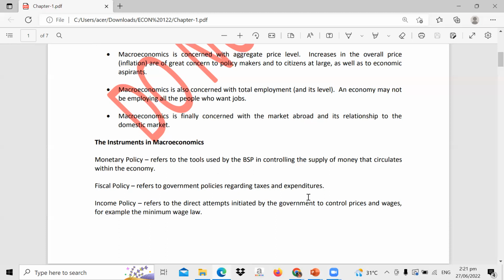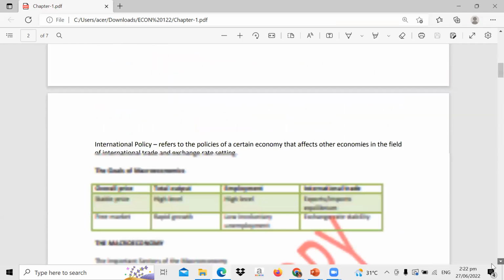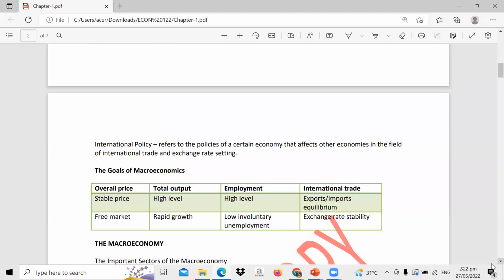And the income policy, this one refers to the attempt initiated by government to control the prices, the wages. Okay, again, yung mention, example is the minimum wage law. Now, if mo increase na siya, it will have a massive effect, no, on the prices in general. And of course, the international policy.